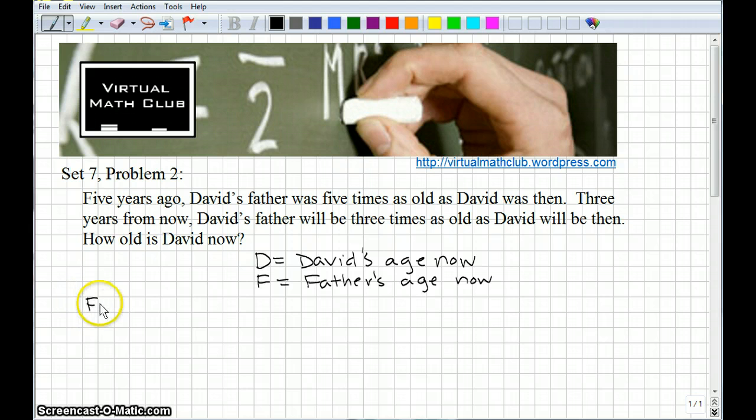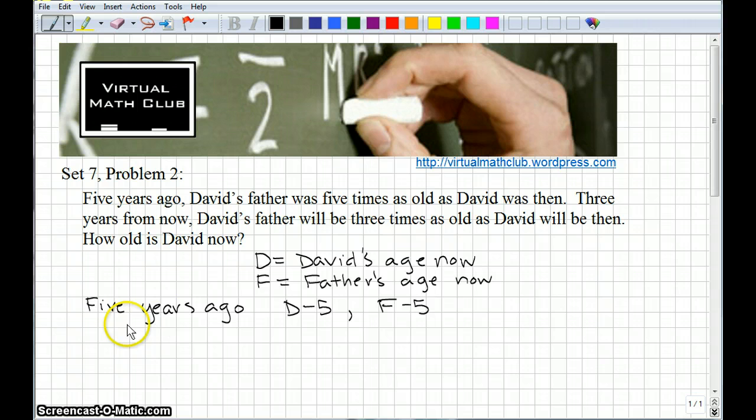So let's look at 5 years ago. Okay, we don't know David's age or his father's age, but we do know that 5 years ago their ages would have been D minus 5 and F minus 5, right? So David was just 5 years younger 5 years ago, and his father was 5 years younger too.